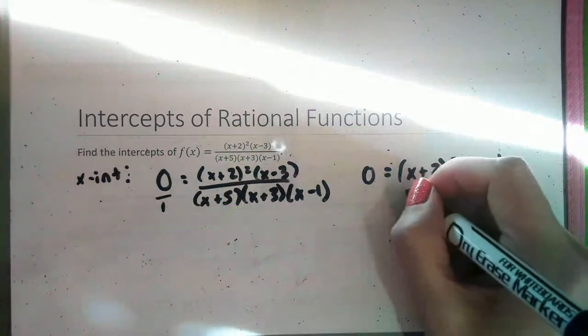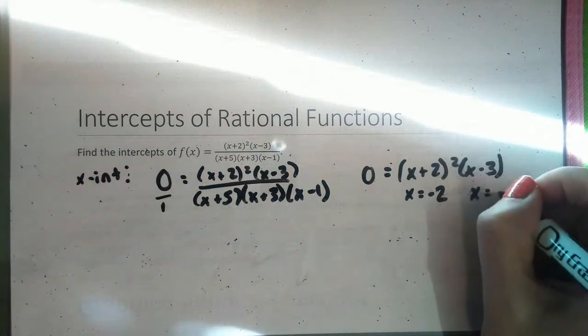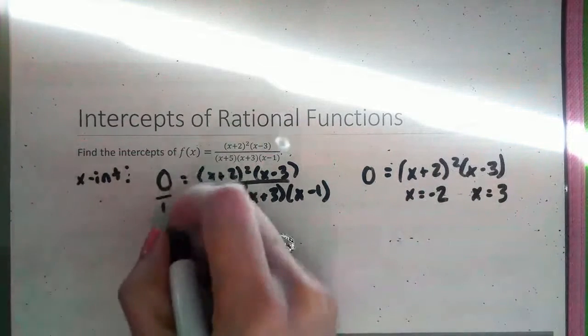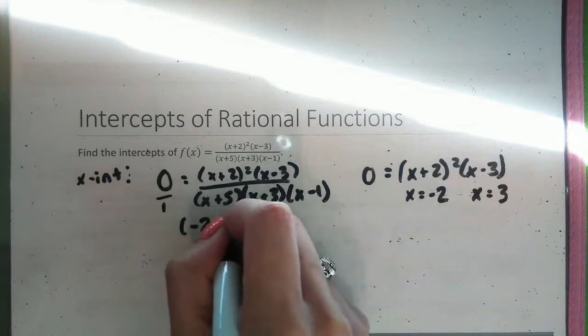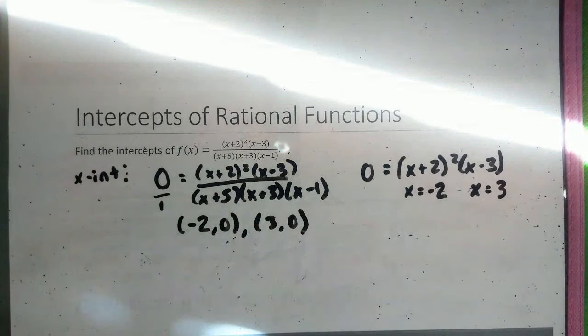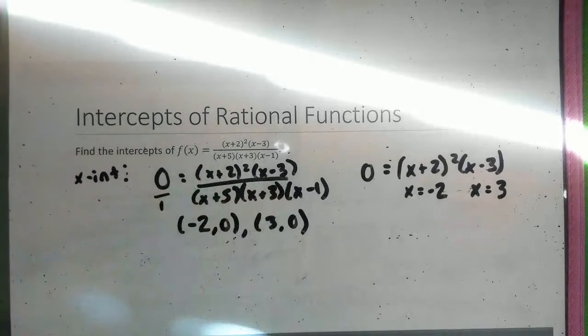Well, (x plus 2) squared is equal to 0 if x equals negative 2. x minus 3 is equal to 0 if x equals 3. So our x-intercepts are at x equals negative 2, y equals 0, and at x equals 3, y equals 0. You may notice that this is the exact same as setting our numerator equal to 0, because a fraction can only be 0 if the numerator is 0. We can't divide by 0, so a denominator being 0 doesn't help us. But to find the x-intercepts, we can set the numerator equal to 0.